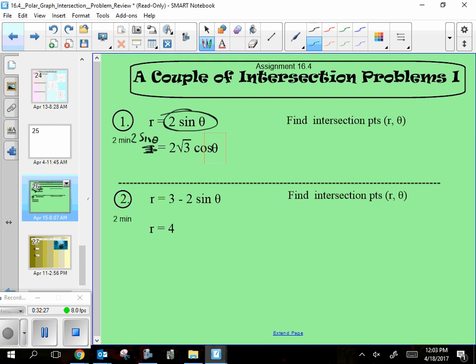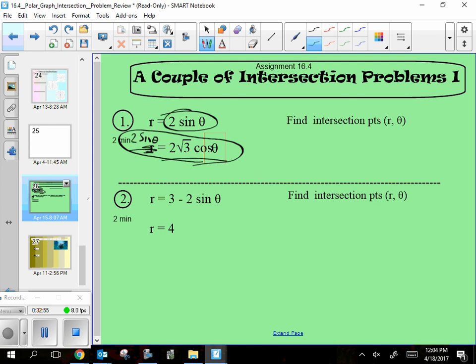Now, this is a tough equation. 2 sine theta equals 2 root 3 cosine theta. We did one similar earlier. Remember it? If I'm trying to get this thing solved, I can't just stop there. The question isn't just translate polar into rectangular, where once you get it changed, you're done. You have to solve this kind. I got to get theta alone.